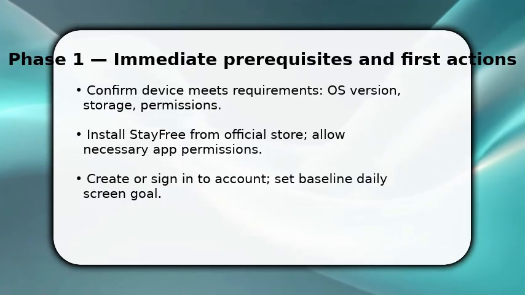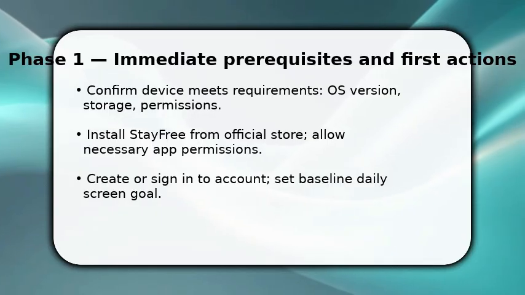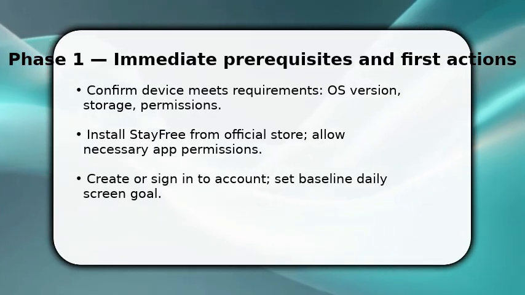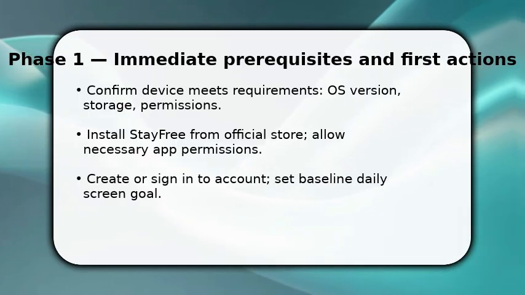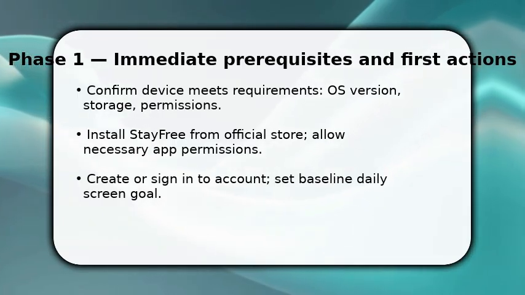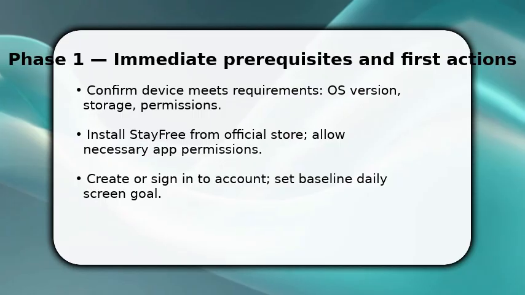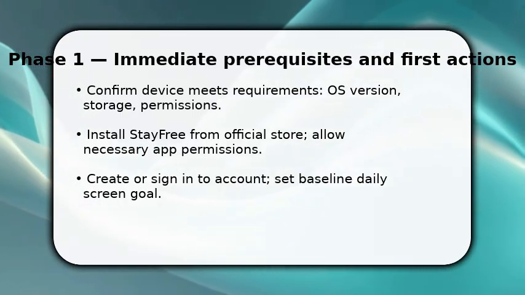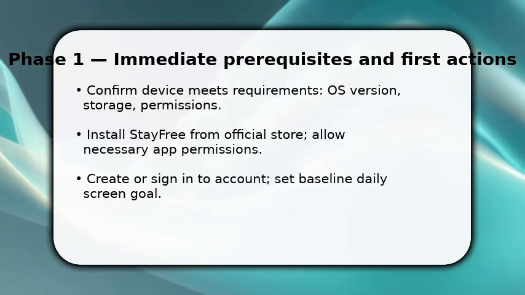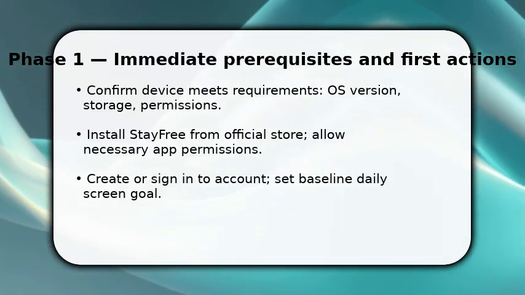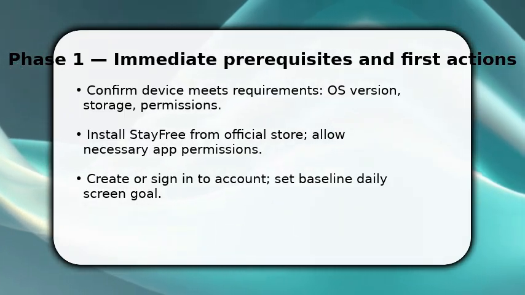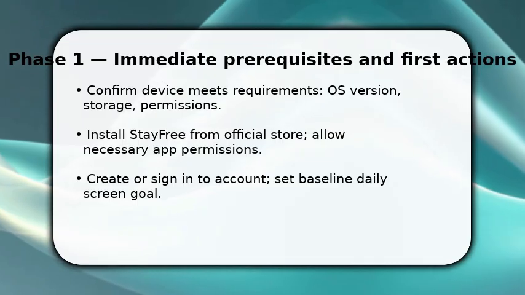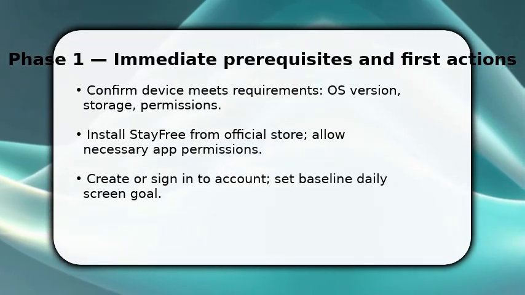You'll start by checking requirements and installing StayFree now. Make sure your device OS, storage, and permissions are allowed so monitoring works. Once installed, open the app and sign in or create an account. This lets settings sync. Next, set a clear daily screen time goal. Choosing a realistic baseline helps the app learn your habits. You do this first because accurate permissions and goals make later tracking and limits reliable and actionable.